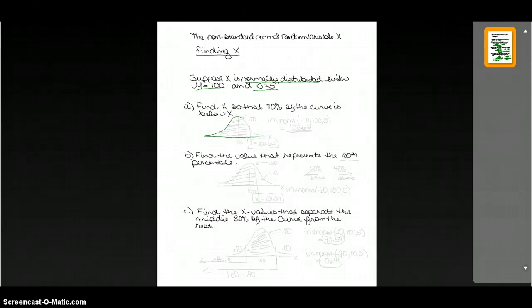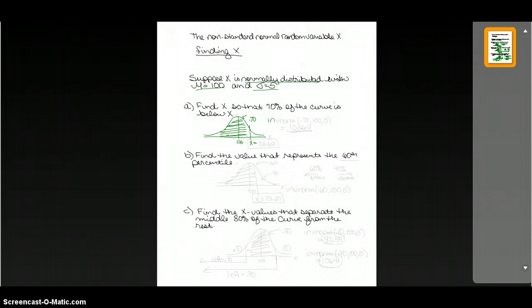Notice how it says find x. And we have an area value so that we have a certain percentage. So once again, mean in the middle. 70% of the curve is below this x value. That's more than half the curve. So the x value we're looking for has to be up here somewhere so that the area below it is 70% or 0.70.